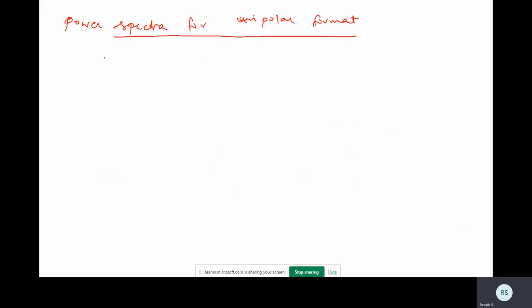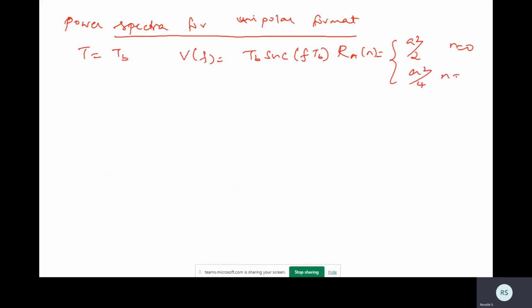Okay, and next finally power spectra for unipolar formatting. Here for unipolar formatting, T is equal to TB. V of f is nothing but TB sinc of ftb, and RA of n is nothing but a square by 2 when n is equal to 0, a square by 4 when n is not equal to 0. This we have derived already.